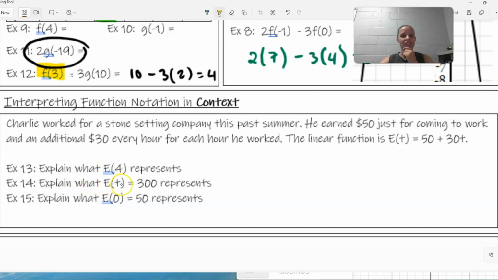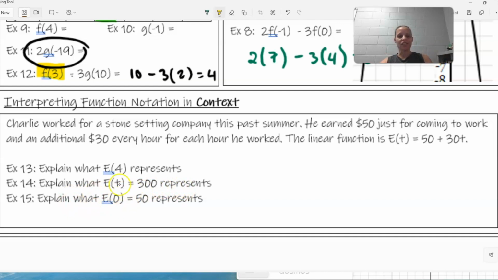Explain what E of T equals 300 means. So what is this? This is the output. Remember, the input is in the parentheses, the output is after the equal sign. I have a number at the output section, which means I put in some hours to get this output. So what do you think that 300 means? It's not the number of hours he worked, because that's your input. It's your money, how much money I have. So I have $300. That means I worked some number of hours. We can work that out, but that's not what that question is asking.